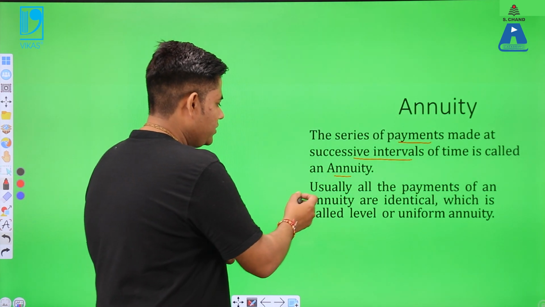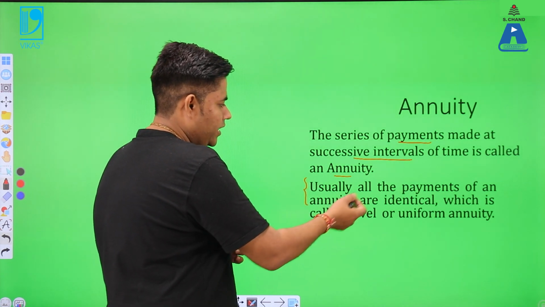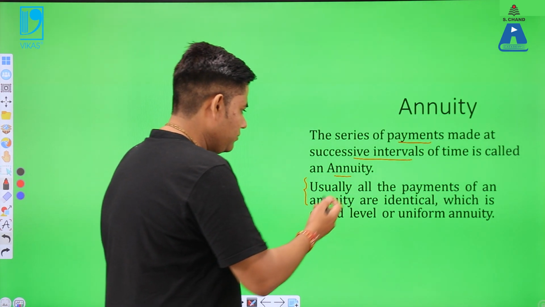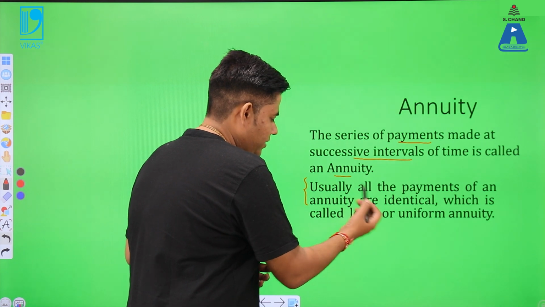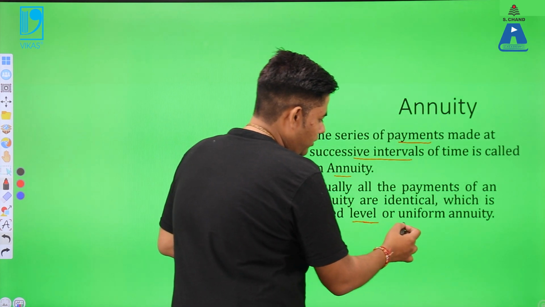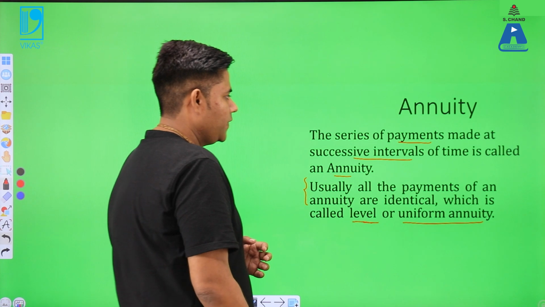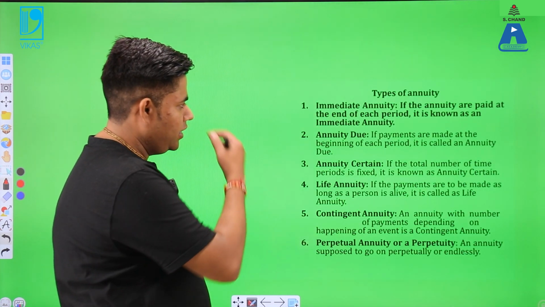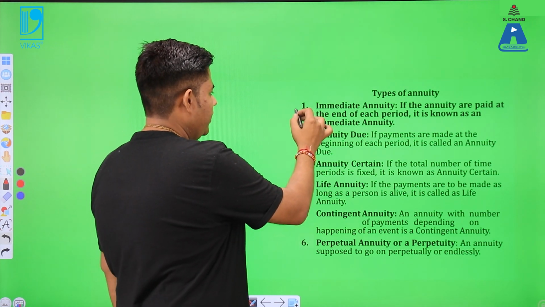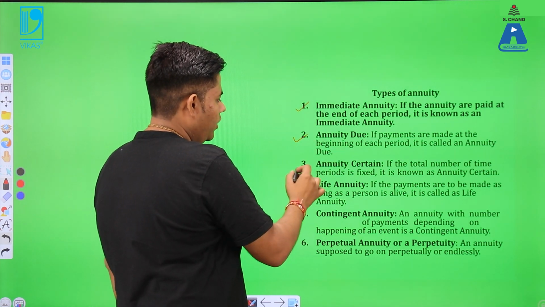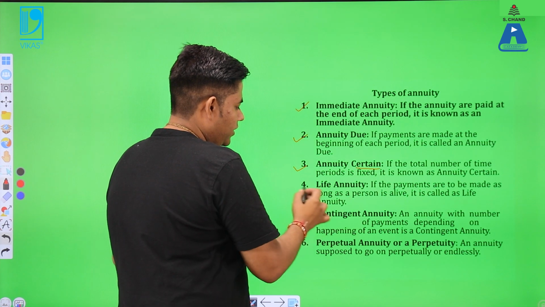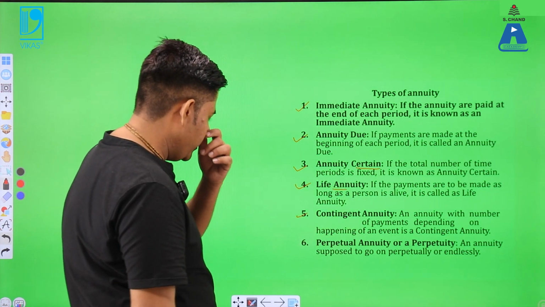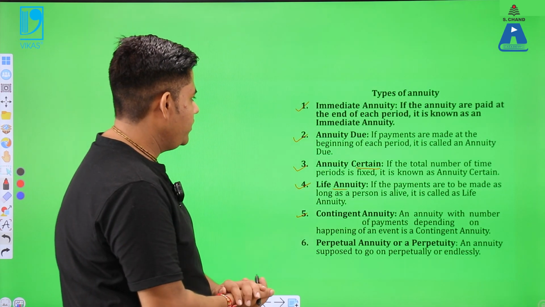Usually these payments which are termed annuity payments are identical, and that particular payment set is called a level or uniform annuity. We have certain classifications or categories of annuities: immediate annuity, annuity due, annuity certain, life annuity, contingent annuity, and perpetual annuity or perpetuity.